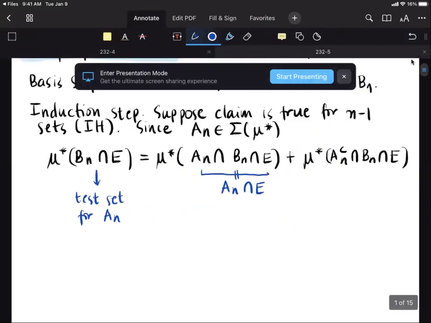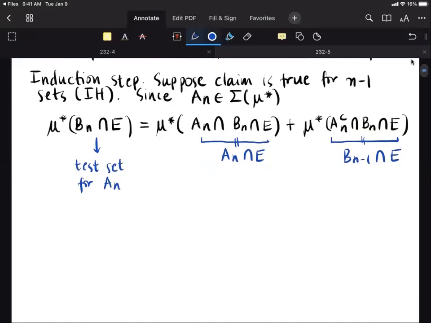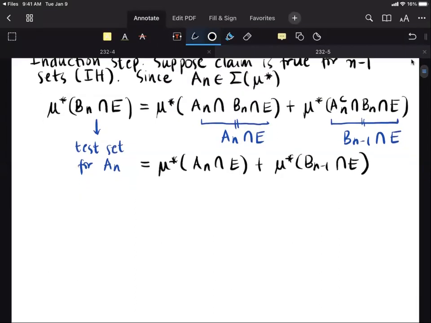So applying the definition of Bn, one can also show that this is B sub n minus 1 intersection E. Using these representations, we now have the outer measure of An intersection E plus the outer measure of Bn minus 1 intersection E. The first term we take as is. The second term would be applying the induction hypothesis.